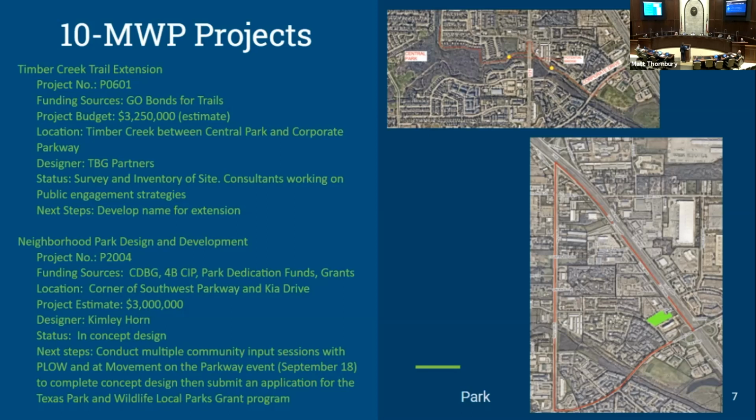If you remember, we just picked up the purchase of the piece of property that is between Kia Drive and La Quinta Inn off of Southwest Parkway to develop as a park there in the Triangle. We're working with Kimley Horn to do that. We estimate that the project will take about $3 million to not only design, but to build. And what we're gearing up for is another Texas Parks and Wildlife Department local grant to help us with that.